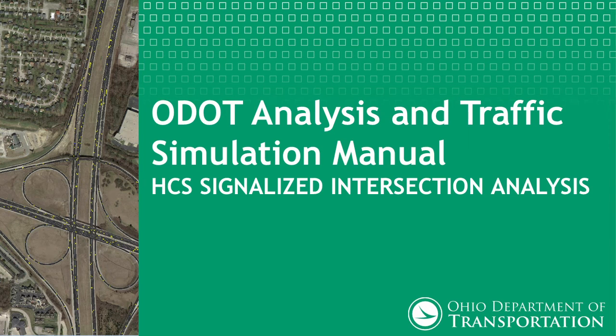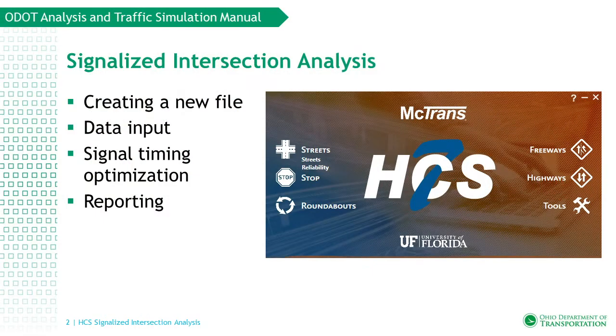This training details the signalized intersection analysis in the Highway Capacity Software. In this module, the signalized intersection analysis process will be discussed. All analysis will be done using the Streets module in HCS. This training video will cover creating a new file, data input, signal timing optimization, and reporting using the Streets module.